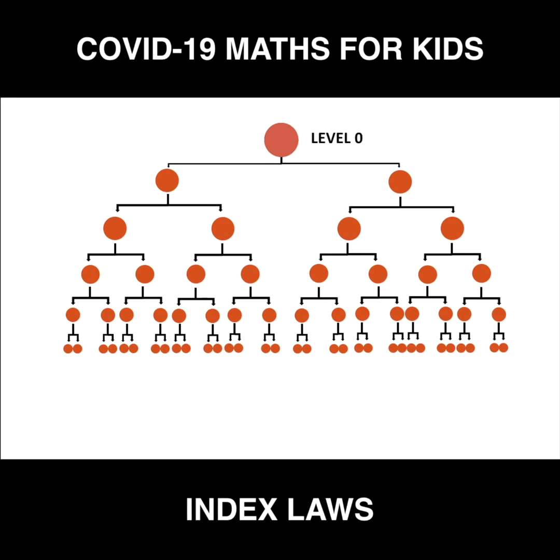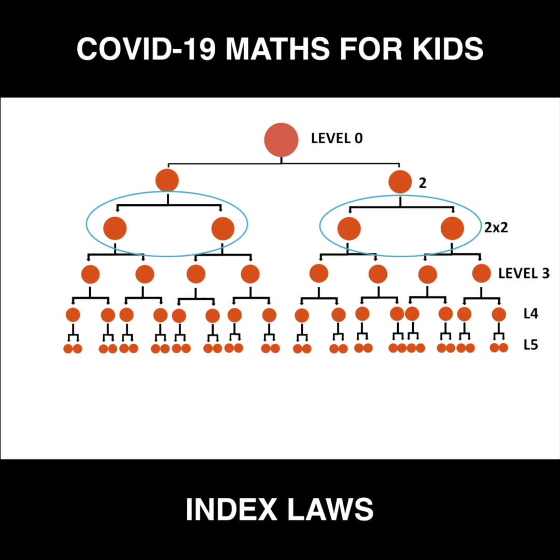Now, let's call the first level of our diagram here level 0. Next one's level 1, level 2, level 3, level 4, and then finally level 5. Let's begin at level 1. We can see that at level 1 we have 2 people that are infected. At level 2 we have 2 groups of 2, so we have 4 people infected, but a way we can write that using multiplication is 2 times 2.